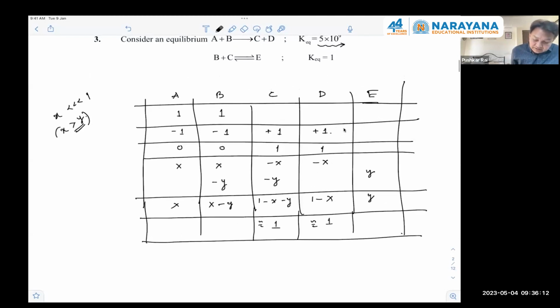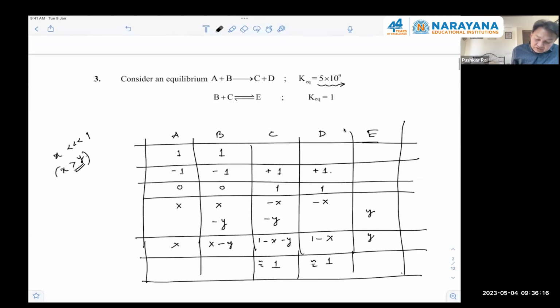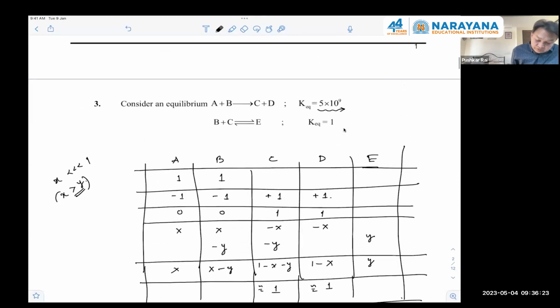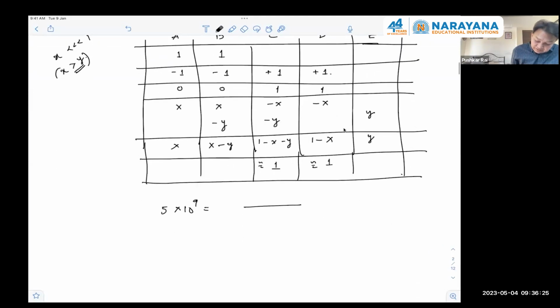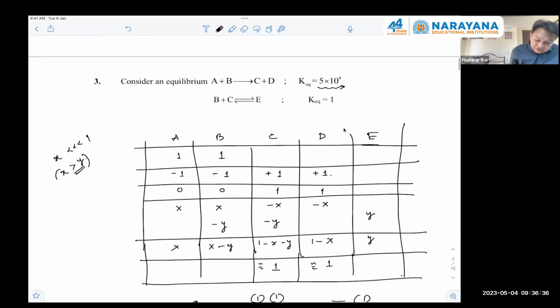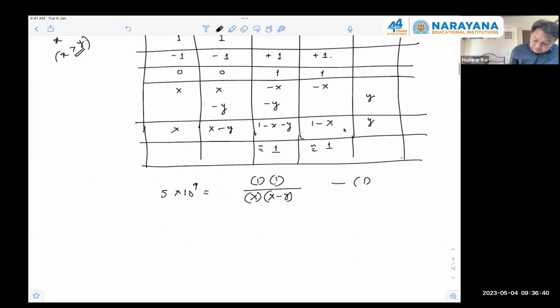Now based on this, I can establish the first equation: 5 into 10 to the power 9 is equal to the concentration of C and D, which I have taken as 1 into 1, divided by the concentration of A and B, which is x into x minus y. First equation has been set up. The second equation is B plus C is equal to E. E is equal to y. We can see this is x minus y and this is x.